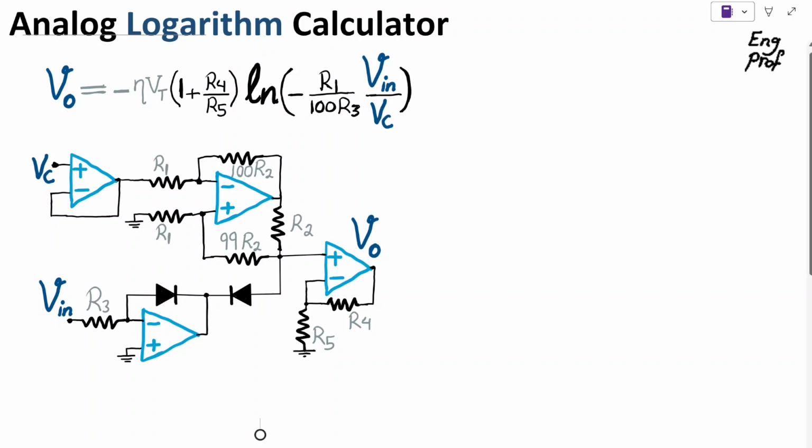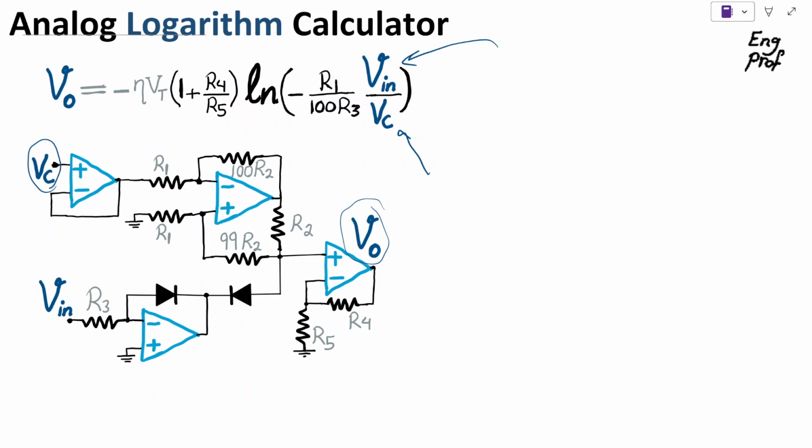An analog natural logarithm calculator is shown and designed here using 4 ideal op-amps and 2 ideal diodes. We want to show that this circuit nicely realizes V out as a function of the natural logarithm of V in divided by control voltage, which is a constant voltage here.